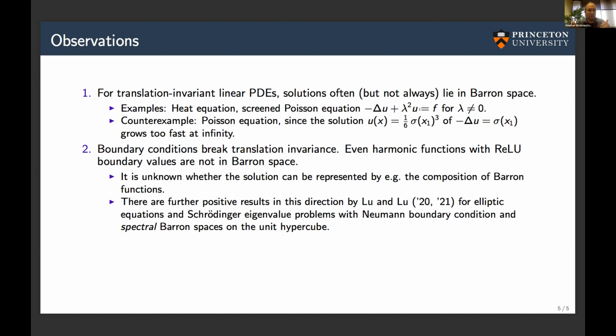There are some positive results in this direction by Jianfeng Lu and Yulong Lu for elliptic equations and for Schrödinger eigenvalue problems, but in slightly different Barron spaces which are defined spectrally. And nonlinear PDEs may indeed need deeper networks to actually accommodate the nonlinearity, but we can say something if we can, for example, write them as compositions effectively. And that is everything that I wanted to say today.